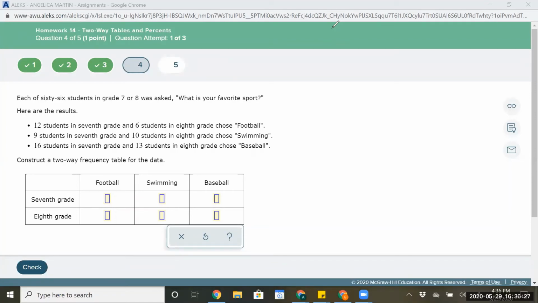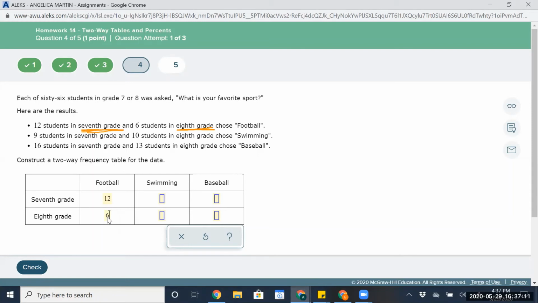So let's start together. Each of 66 students in grade 7 or 8 was asked, "What is your favorite sport?" Here are the results. So we're going to go ahead and read this carefully. 12 students in the 7th grade and 6 students in the 8th grade chose football. With that knowledge, we'll go down to our two-way table. I had 12 students select football in 7th grade and 6 students select football in 8th grade. So it looks like the 7th graders like football a little bit more than the 8th graders.